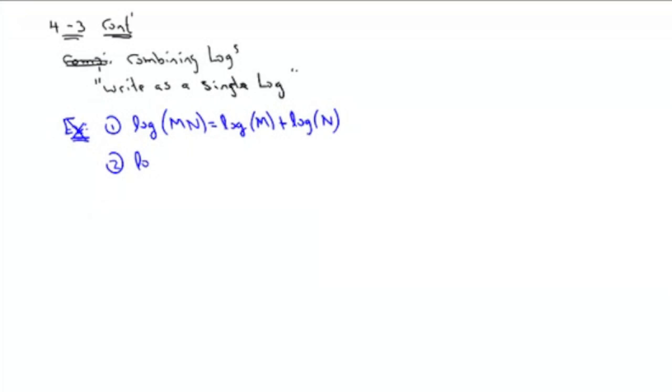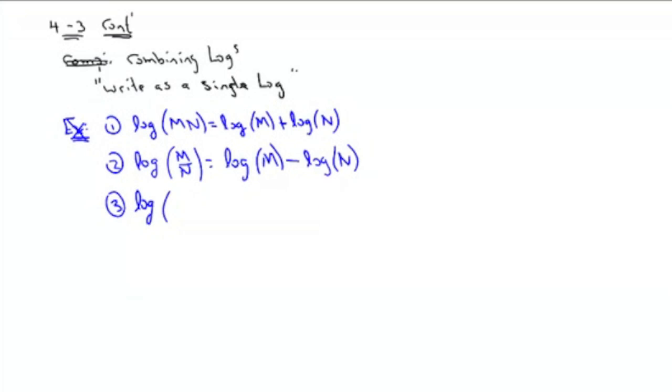2, the quotient rule: log of m over n is the log of the top one, keep it positive, minus the log of the bottom one. The bottom ones always become minus. However many factors are in the bottom, they all get a minus sign in front of them. And the more applicable law is number 3: log of m to some power is equal to the power times log of m, which helps us solve a lot of logarithmic equations.